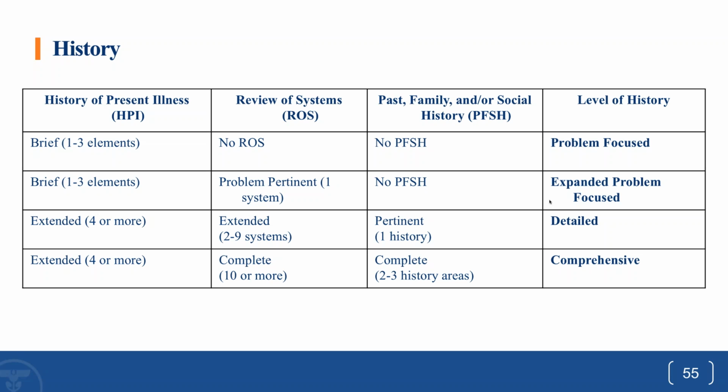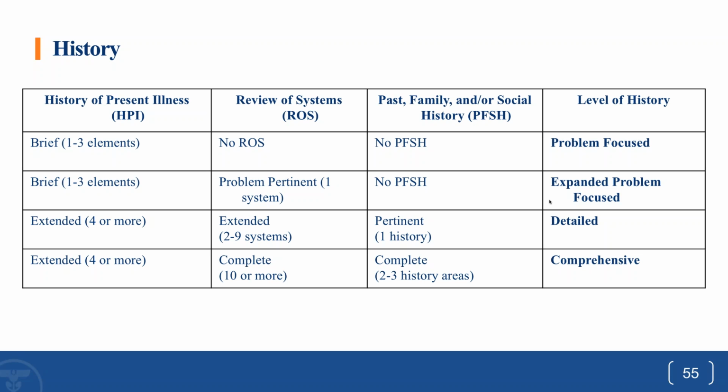So here we have again, and some people like the little graphs, but I just like to write in my book, right? So remember the HPI. Remember we said brief was 1 to 3 and extended was 4 or more. You already have that written in your book for the HPI. That's the first step of your history. Your review of systems, right? Problem pertinent, 1 body system. We got that written down. Extended is 2 to 9. We got that written down. And complete is 10 or more. Got it, right?